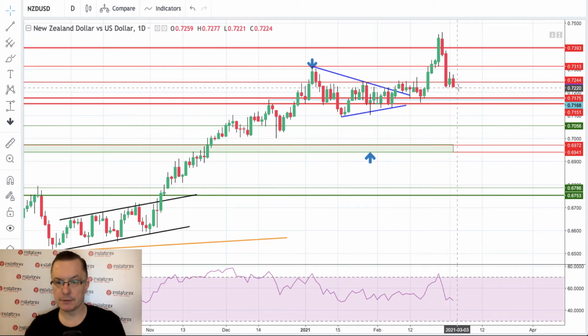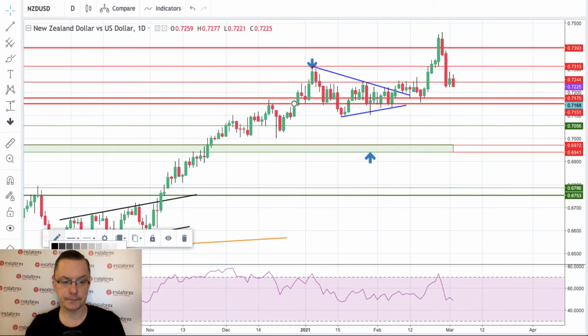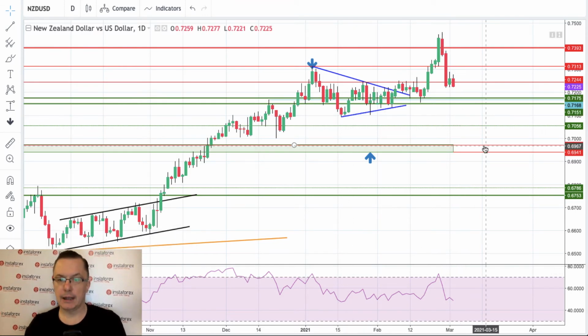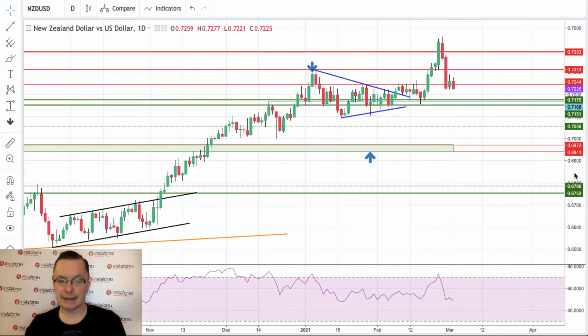So if we break below these lows, that means we are going towards 7,168. This is our technical support. Let me just make it green again, so we will not get confused too much. And this is our technical support. Of course, we have this nice breakout to the upside from the triangle, but that's the past. And as far as I can see, let's do the same thing here.